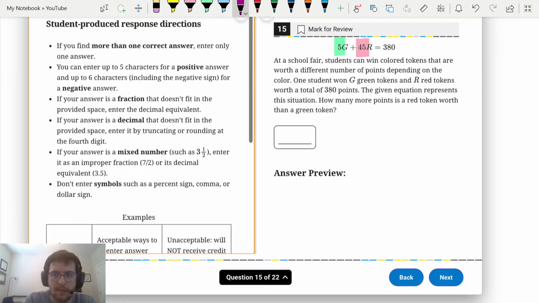So how many more points is a red token worth than a green token? So we're just going to do 45 minus 5, which is equal to 40. So the answer is 40.